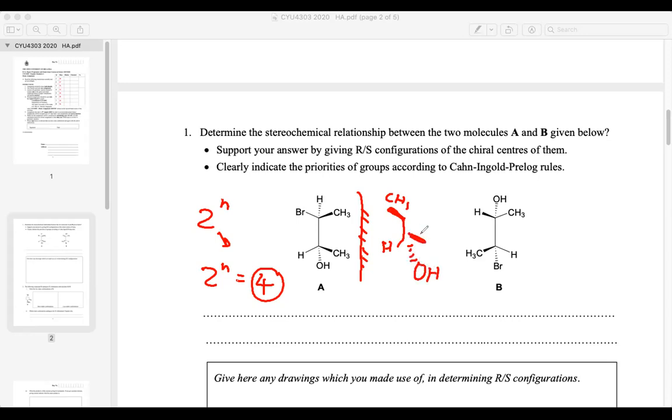OH, CH3 and... sorry, it's not like that. Here it comes like this. This is CH3, and this one OH, this one H, this is Br, hydrogen, likewise. It comes like this. So you can draw the stereoisomer, this enantiomer, like that, and there is another method.